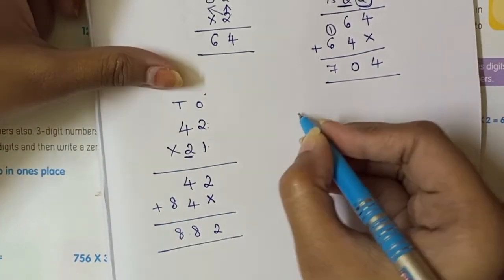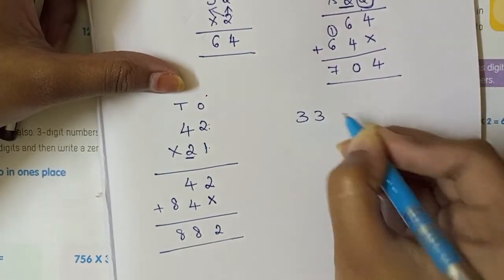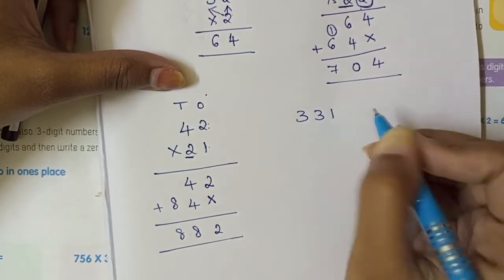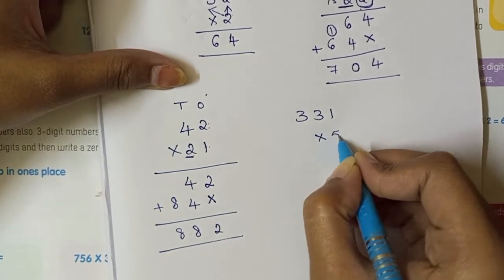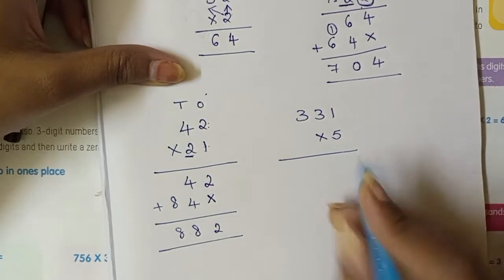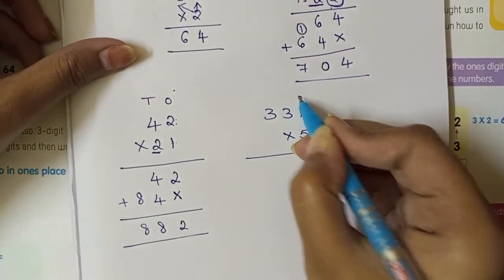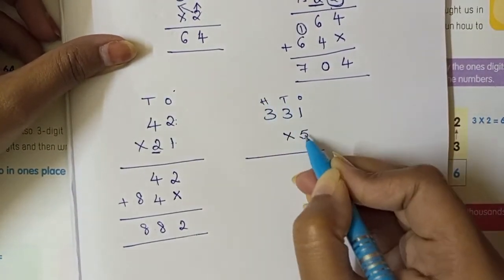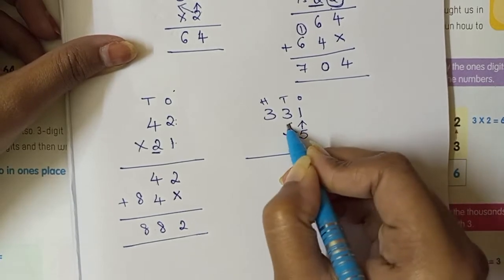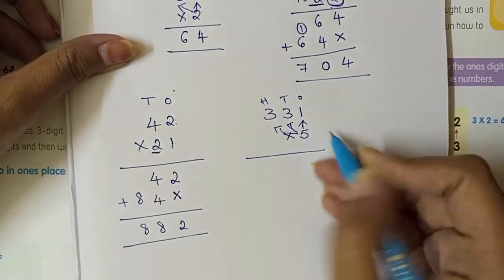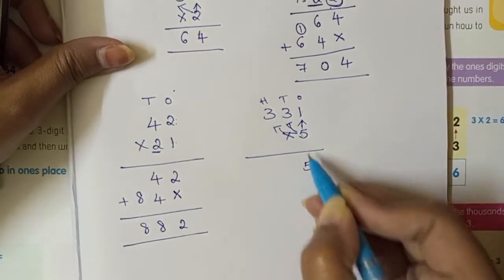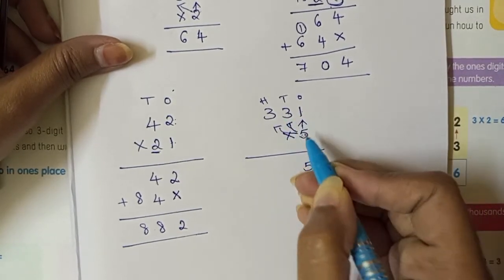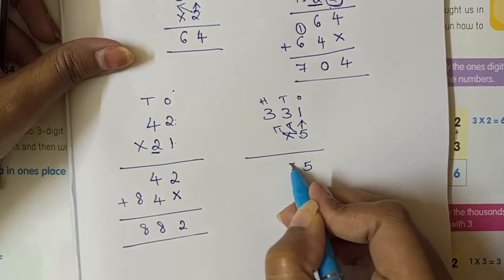Like that, a 3 digit number with a single digit number. This is the ones place, tens place and hundreds place. You have to multiply with ones, tens and again with hundreds. 1 fives are 5. 5 threes are 15.